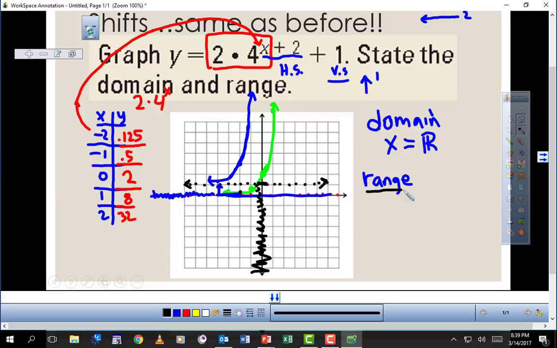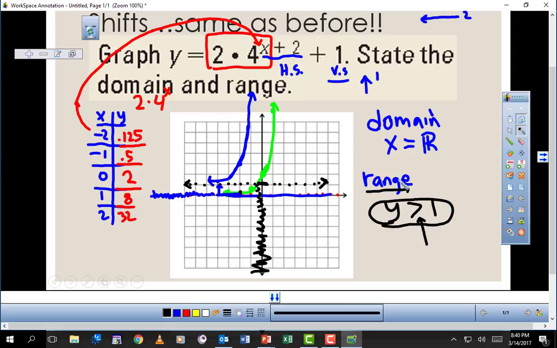So the way we're going to state that, we're going to say y is bigger than 1. Notice we do not put that equal sign in there. It's never equal to 1 because that's an asymptote. It gets really close. So we want to take that off of there and make sure it's just that. So there you have it. We have domain and the range. Okay. That's a typical problem.